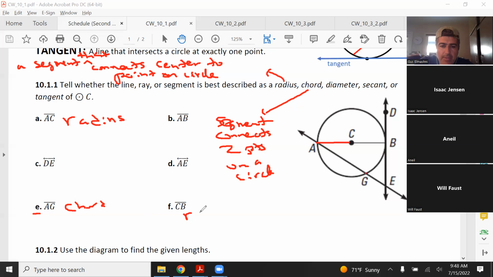CB is just another radius, a segment that connects the center to a point in a circle. So CB is another radius. AB is a diameter. That's because the diameter, same thing, is a chord.